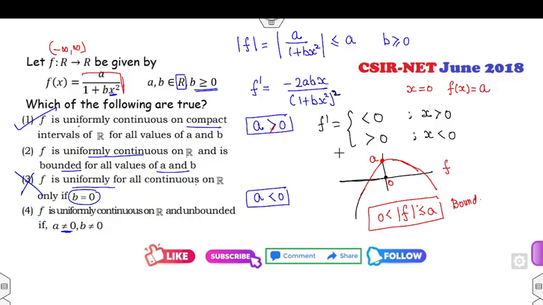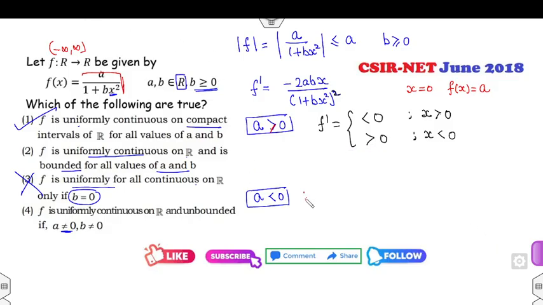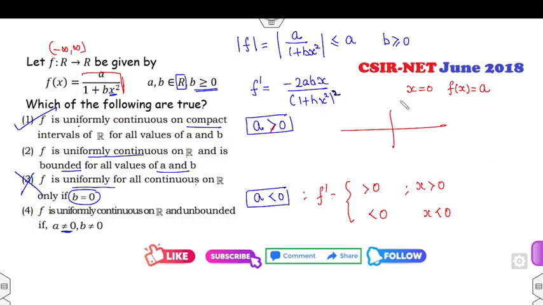But we have to consider the second case also. If a is less than 0, what is my f dash? Again you have two cases. If x is greater than 0, a is negative, so this is positive and this is negative. Again you can draw the graph. If x is positive, the graph will be increasing, like this. Firstly, if x is 0, f of x is a, and because a is negative, it will be negative. Whenever x is greater than 0, it is increasing. Whenever x is negative, it's decreasing. So this number is minus a.